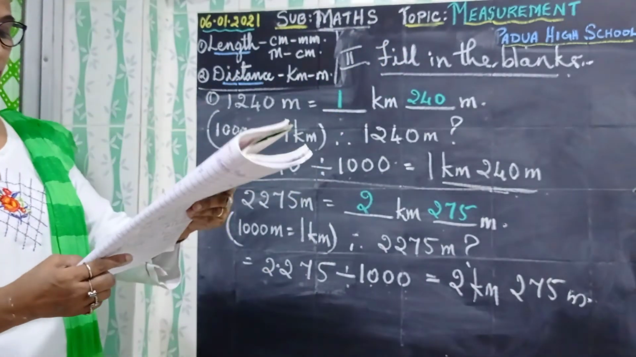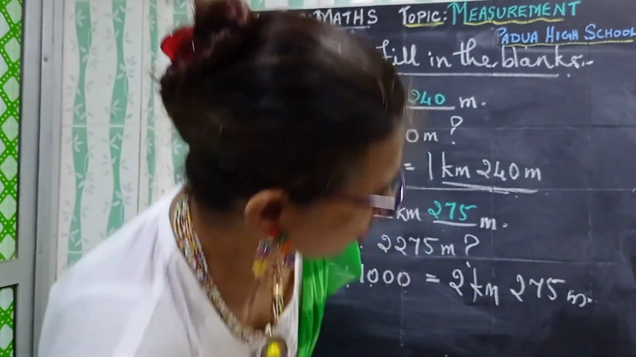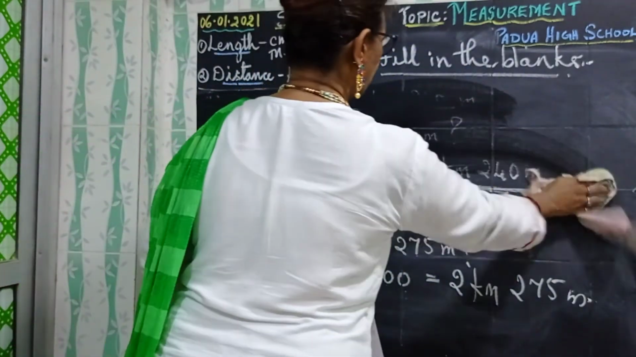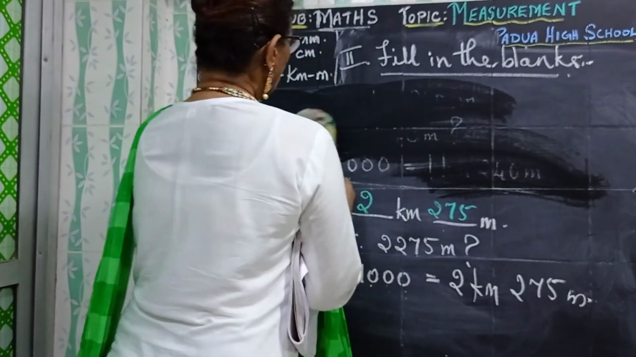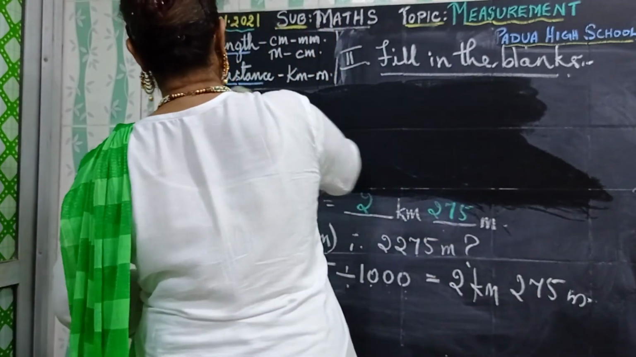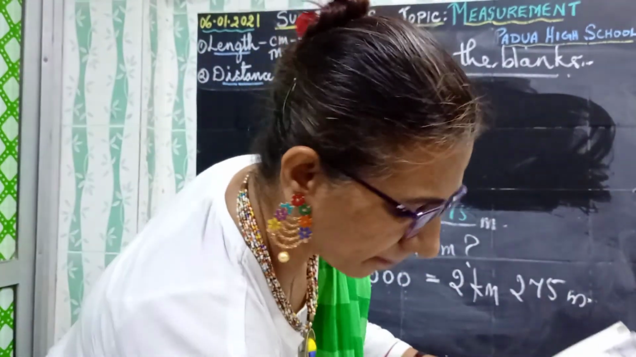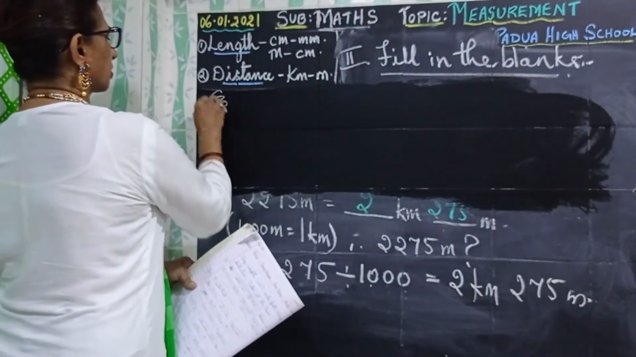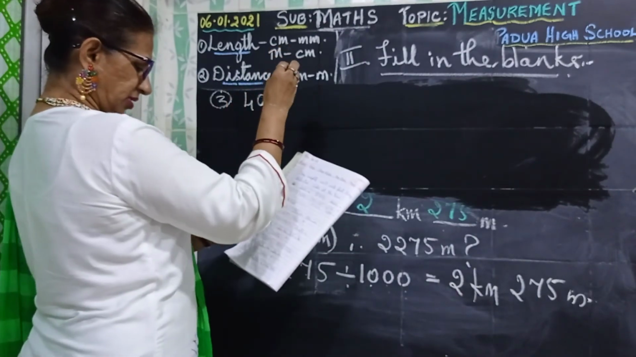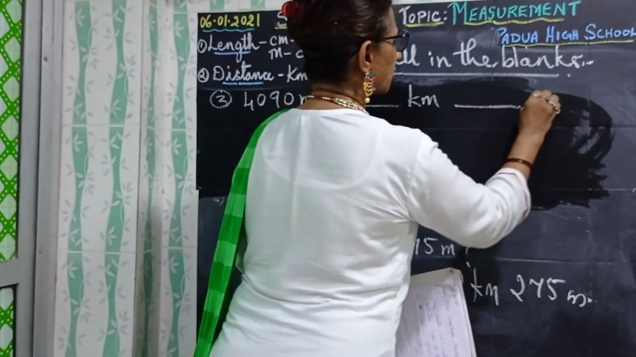Okay children, now we will do one last sum there. एक last वाला sum है उधर and we finish it. Okay, this video of us. एक जो last sum है, sum number 3. See that you copy these all, okay children, in your notebooks. Last sum we will do, third one. Okay, I have 4090 meters is equal to dash kilometers and dash meters.